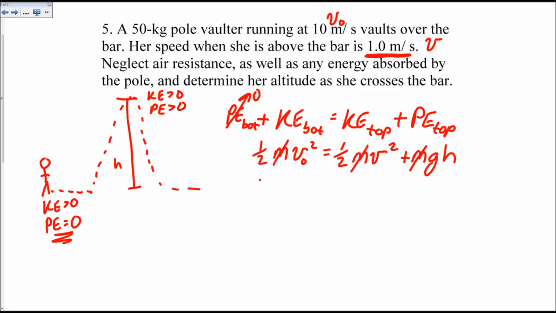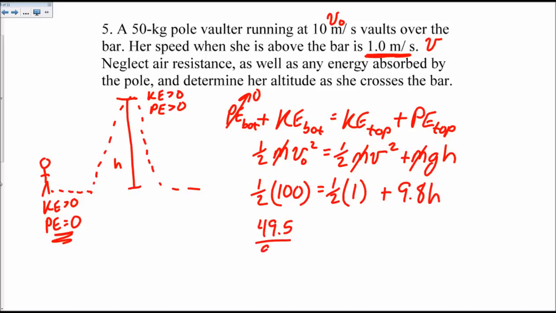I get 1/2 of v naught squared, that's half of 100, equals 1/2 of 1 plus gh. So h is 49.5 divided by 9.8. I carry all my proper sig figs, and I get 5.1 meters. That's the answer.